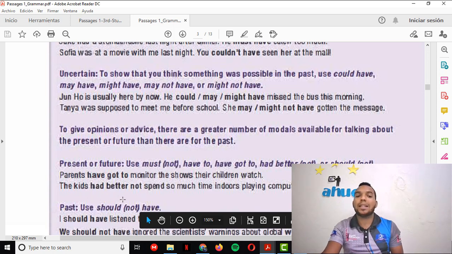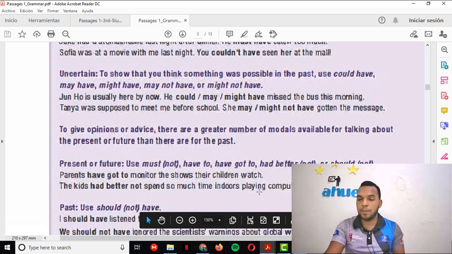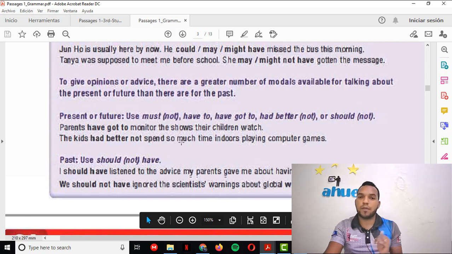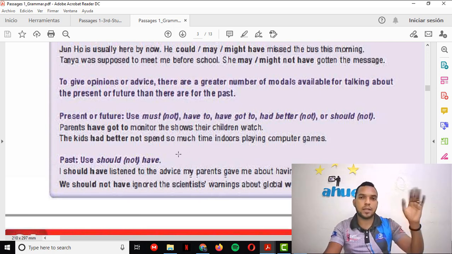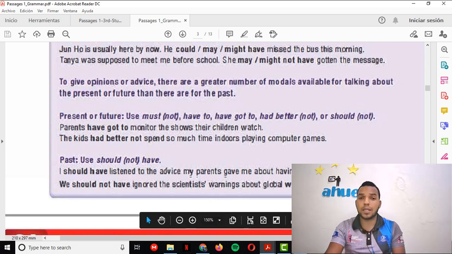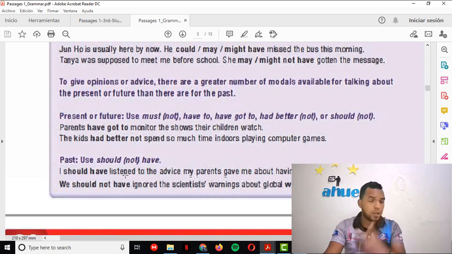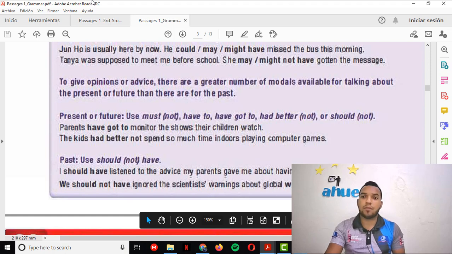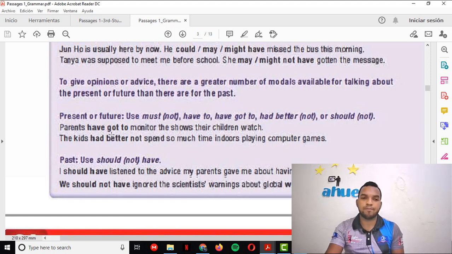The kids had better not spend too much time indoors playing computer games. So these are some modals where you can use them. In this case, there is nothing certain here. We are not talking about certainty. We are just using them for two different tenses, present or future. And I think what this sentence says is true. The kids had better not spend too much time. That's not good for your kids, and also for you, if you are one of those persons that are all the time in the bedroom playing computer games, don't do it.